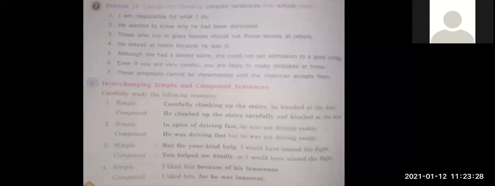Carefully climbing up the stairs, he knocked at the door. See now, students, we have only one finite verb, and that is knocked here. Carefully climbing, climbing is a non-finite verb, right? So what we need to see here, he knocked at the door. What we need to understand, we have only a subject in the sentence, so this will come at the first.